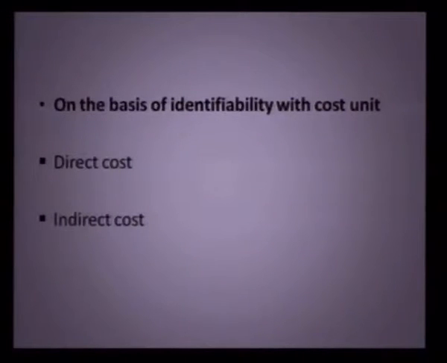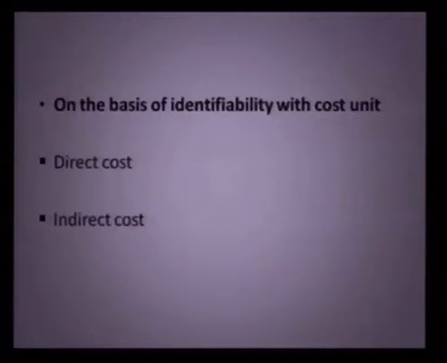We can divide costs on some other basis also. For example, identifiability of cost with a particular cost unit. In some cases we can very clearly and conveniently say that this particular cost is related to this product. In that case we call it direct cost, and if it is not possible to directly allocate a cost to a particular unit, that is indirect cost.